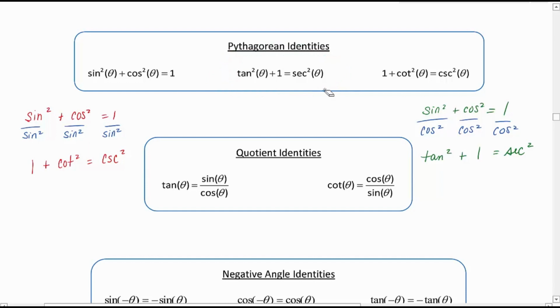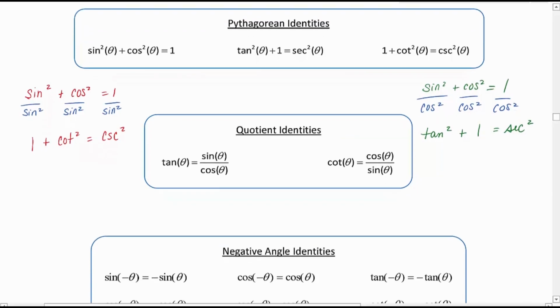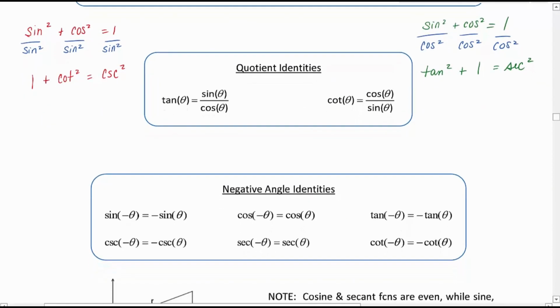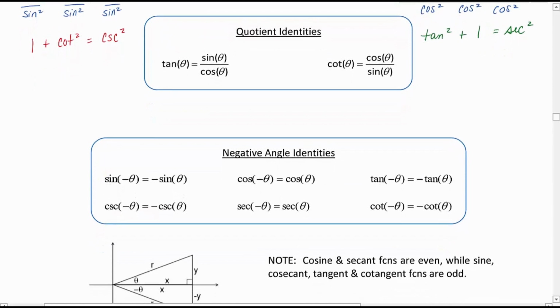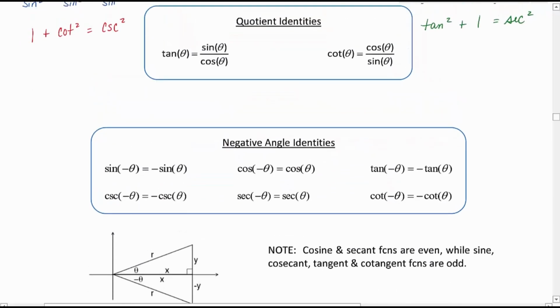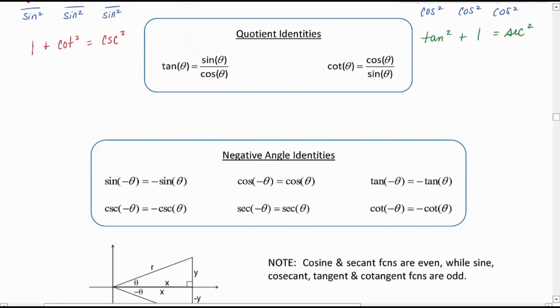So again, I only memorized the first one, knowing that I can easily derive the other two, and honestly, it's the first one that we are going to use 80% of the time. Next, we have our quotient identities. These ones are familiar already to us as well. Tangent of theta equals sine of theta over cosine of theta, and cotangent of theta equals cosine of theta over sine of theta. Frequently, we like things written in terms of sine and cosine just because we do most of our work with that, and that's when the quotient identities really come into play for us.